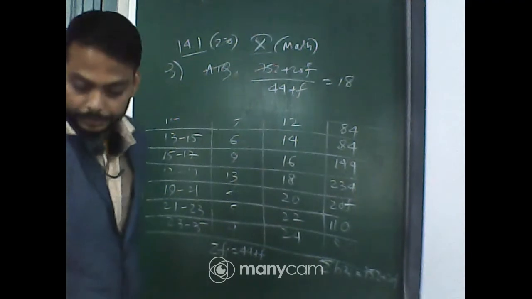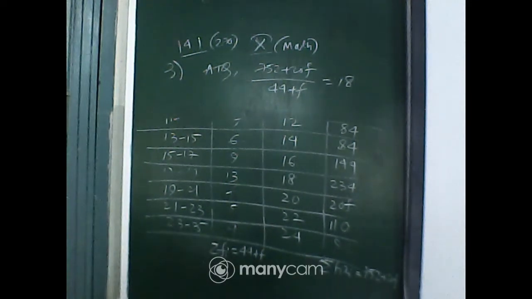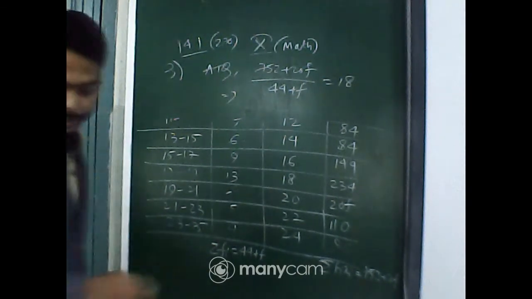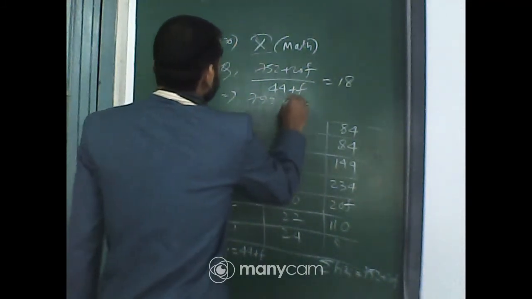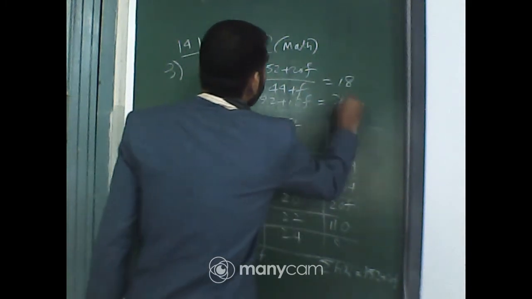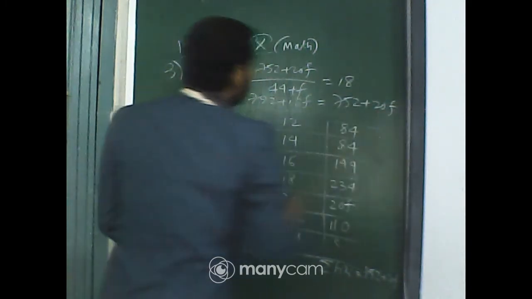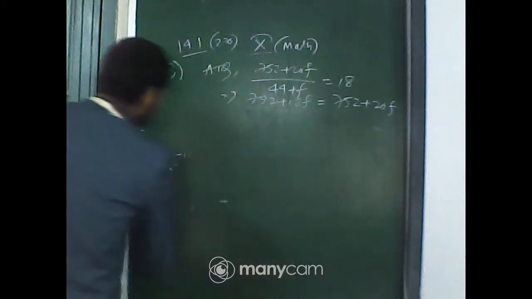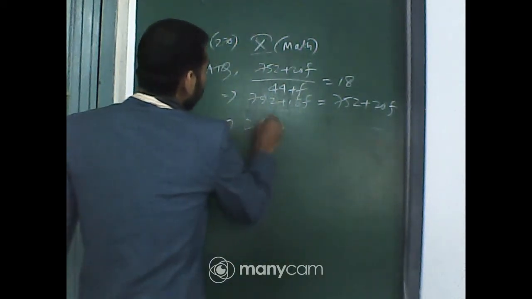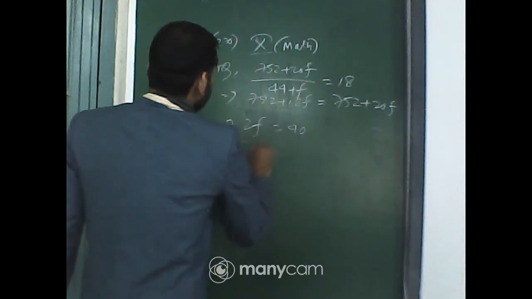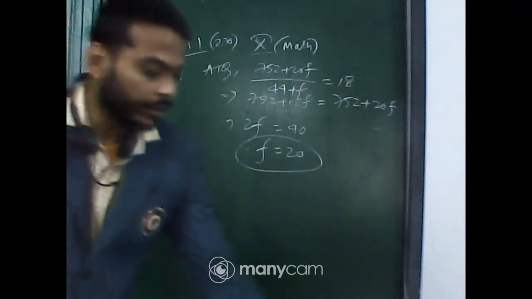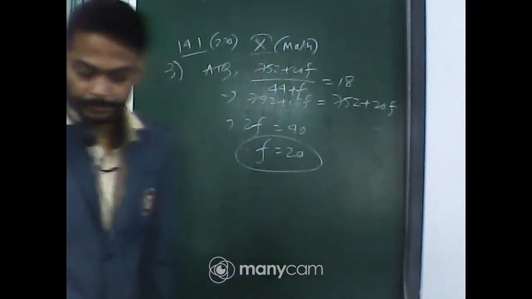Summation fixi, isn't it? Okay, now do the calculation. It will be 792 plus 18f, that is equal to 752 plus 20f, that means 2f equals 40. That means 2f equals 40, so f equals 20. Isn't it? The unknown frequency.